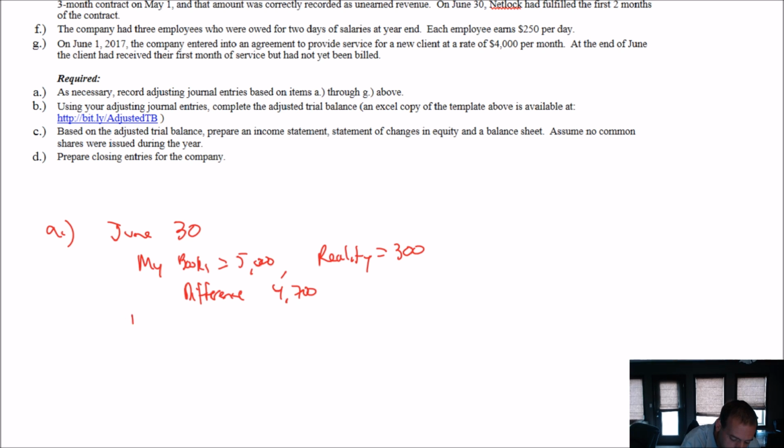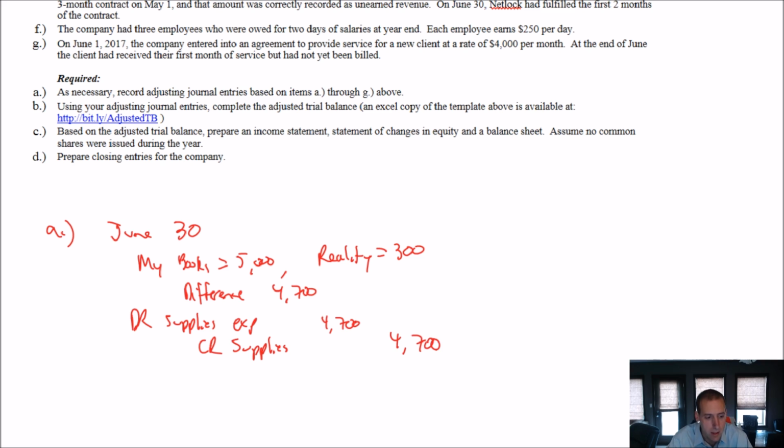The journal entry: debit supplies expense, credit supplies, $4,700. Okay, that's the first one.